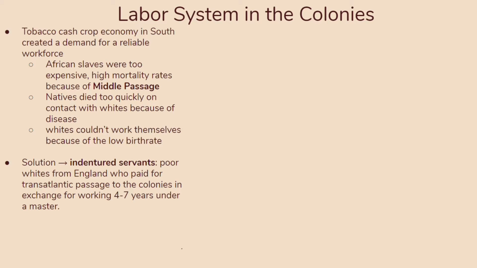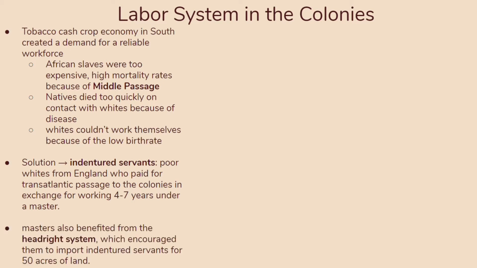And indentured servitude became really popular with the headright system. Essentially what would happen is the masters would be given 50 acres of land in exchange for paying for a poor white's journey to the colonies. And this would really encourage the importation of indentured servitude because masters would also benefit by getting more land.